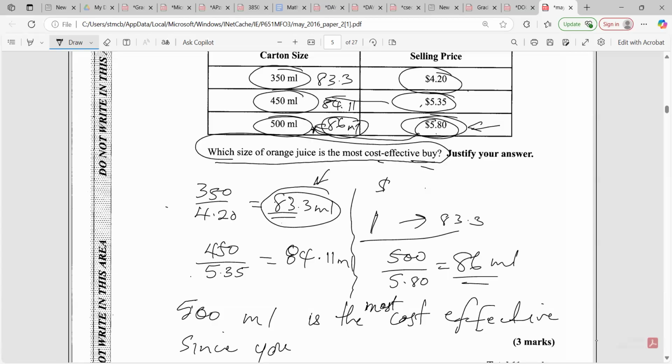I was calculating 83.33, thinking that's associated with the price. So I get what you're saying now. Because remember, the money itself is $4. That's what was confusing me. So if I were to get the cost per ml, it would have to be the $4.20 divided by the 350. That would have given me it. Okay, I get what you're saying now.